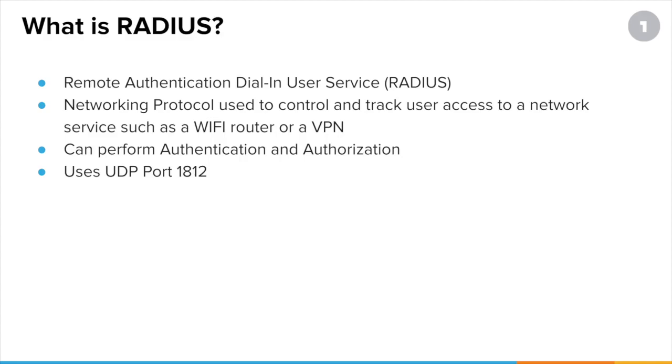Today, Radius is primarily used to control and track user access to network services such as Wi-Fi routers or VPNs. If you log into your work's Wi-Fi or connect to your work's VPN using the same credentials you would use to access other resources, you are most likely using a Radius server. Radius servers can perform both authentication and authorization tasks and are usually configured to communicate on UDP port 1812.